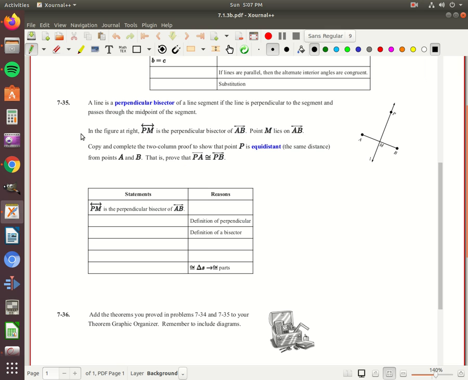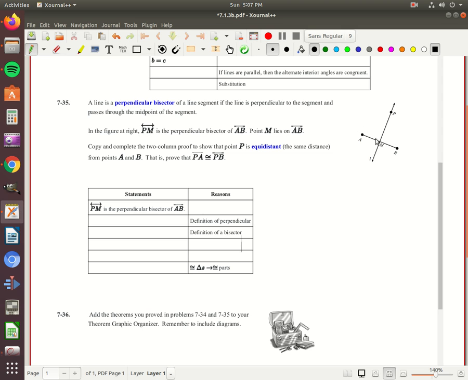Okay, so the next one. A line is a perpendicular bisector of a line segment if the line is perpendicular to the segment and passes through the midpoint of the segment. So that means it has to be perpendicular, as in 90-degree angles, and has to bisect, as in cut in half. So it says if, in the figure at right, PM is the perpendicular bisector of AB.